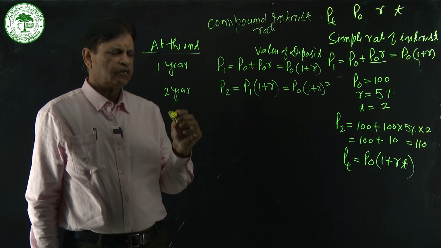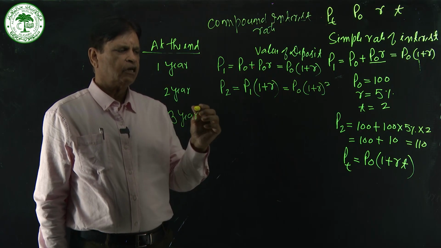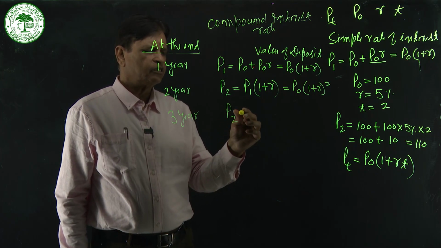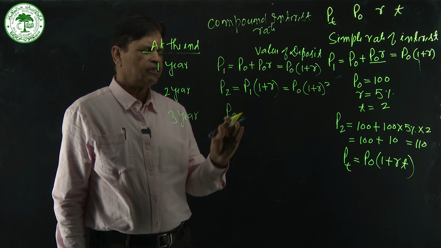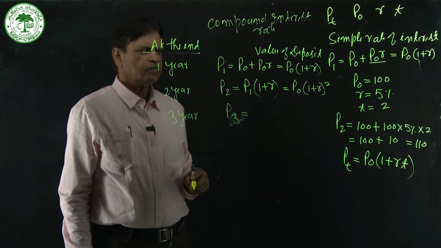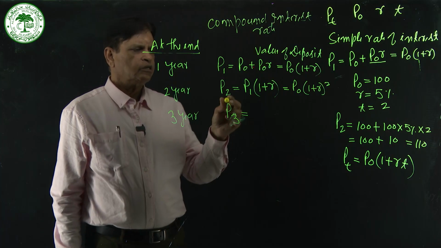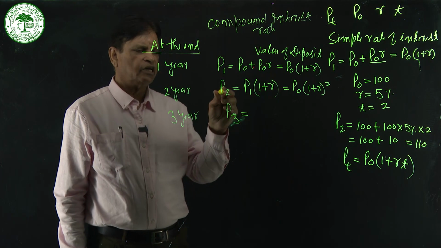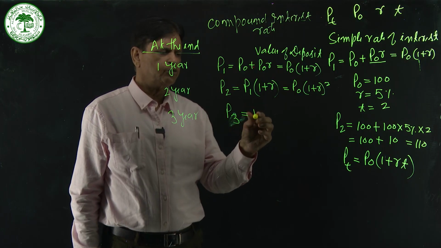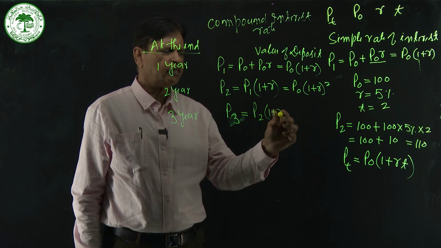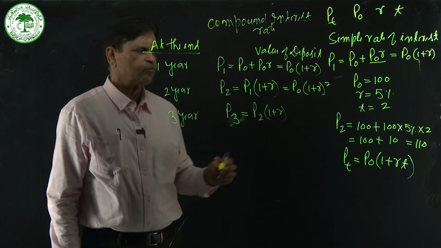Similarly, after 3 years, or after the third year. In the third year, that is the amount that you will receive after the 3 years. Now in the third year, the amount after the second year will serve as the principal amount. The amount after the second year is P2. That will be the principal amount on which interest will be calculated. So it will be P2 (1 plus R).